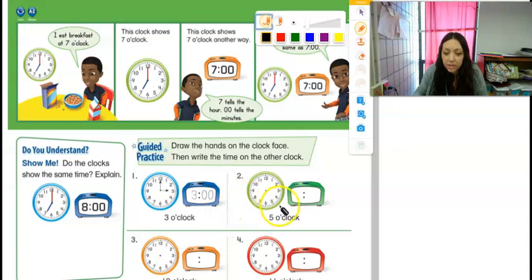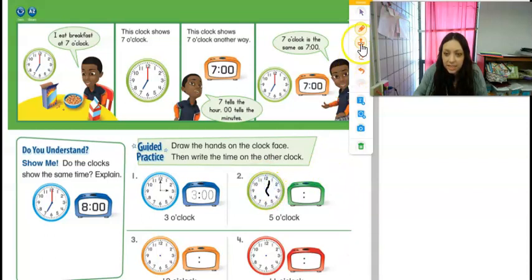So let's think about how we're going to do that. We're going to start with our shorthand. Our shorthand's going to go towards the 5, and then our long hand's going to go, whoops, it went sideways. Our long hand's going to go up towards the 12. And then when we write it, we put 5, and when we say o'clock, we always put 0, 0. Let's try the next one.